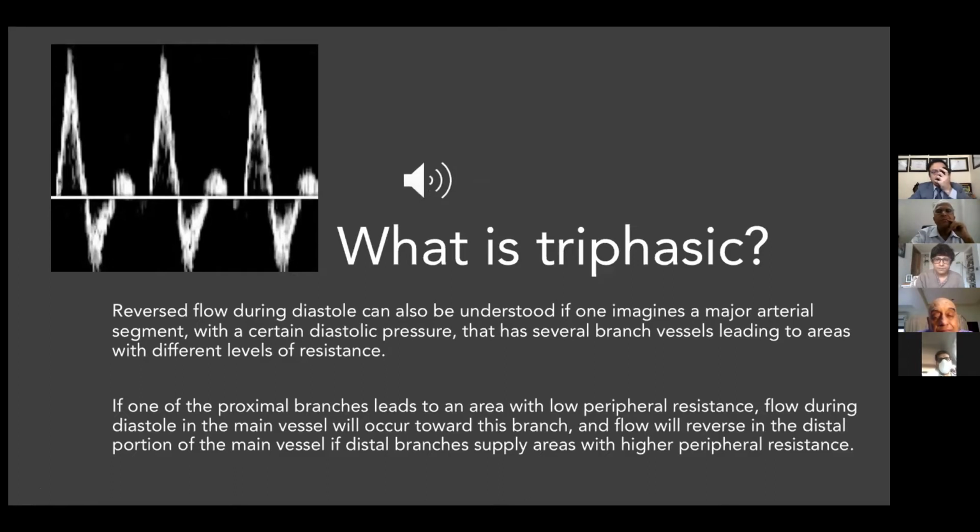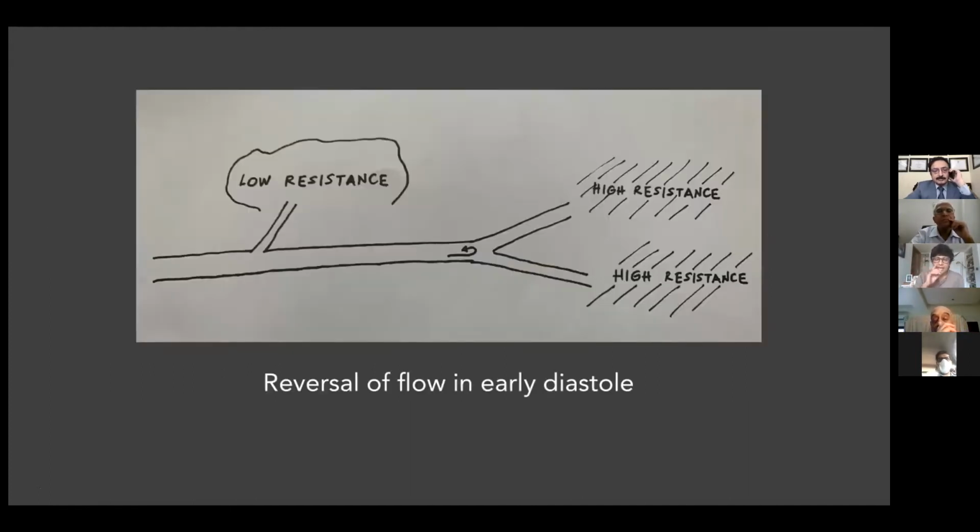So you could all hear the three components to the song. This is triphasic, this is normal phasicity for most extremities. And I'll now tell you why you get the reversal of flow in early diastole.